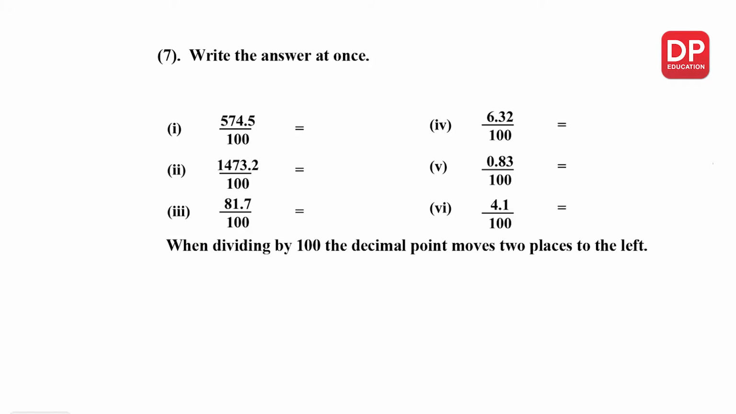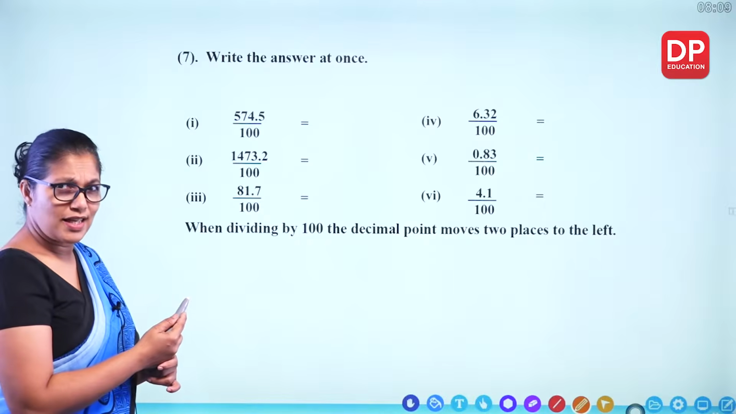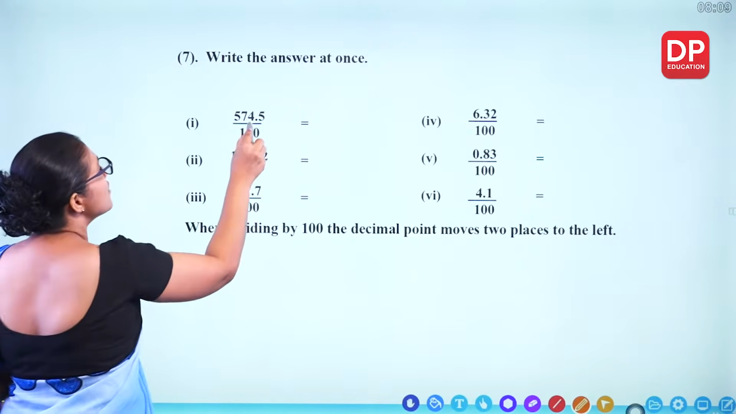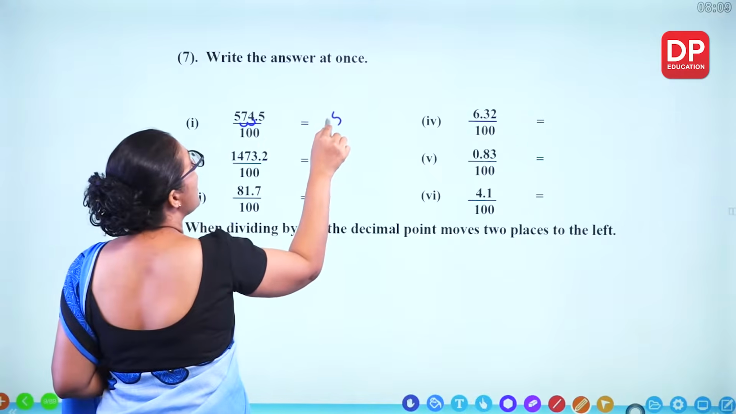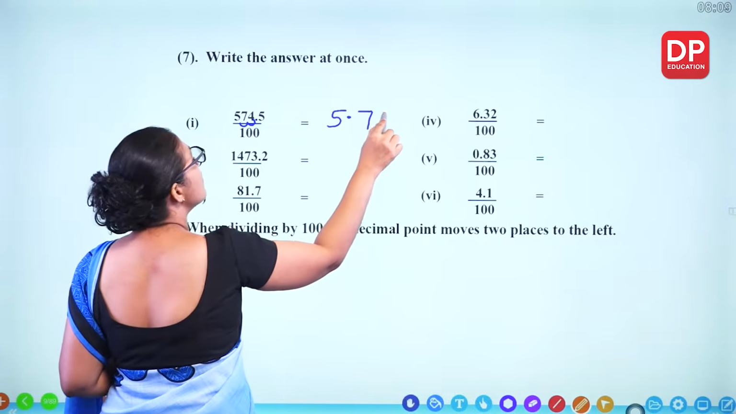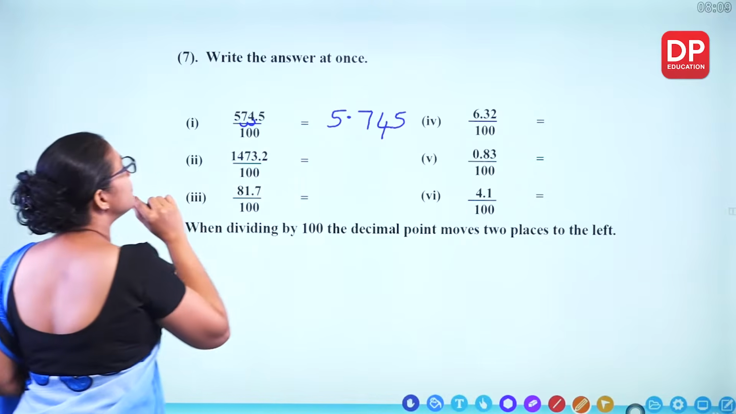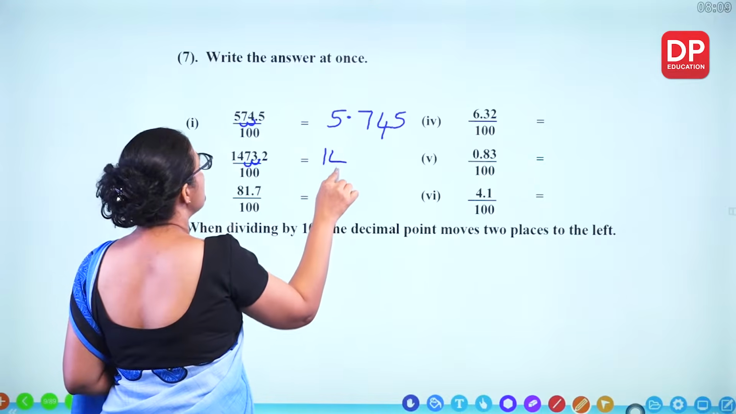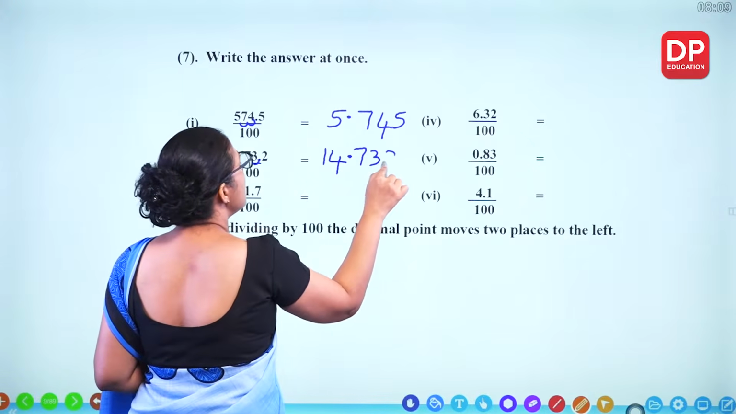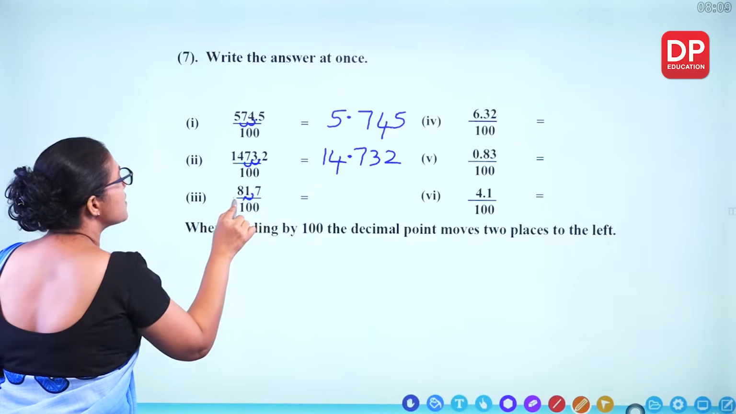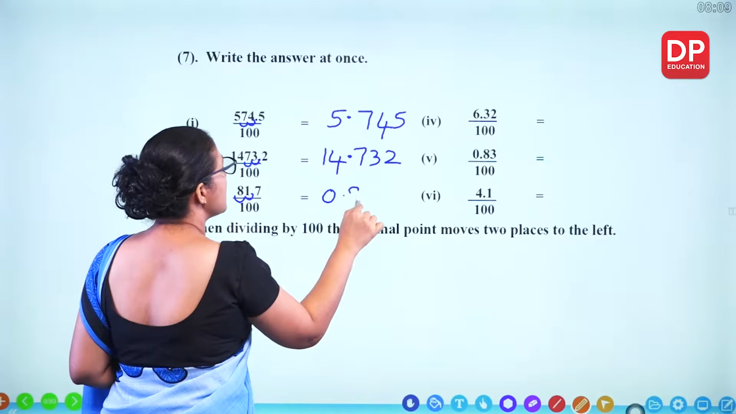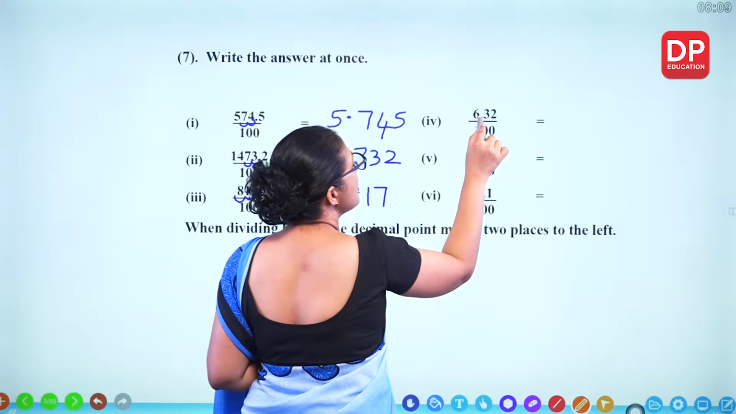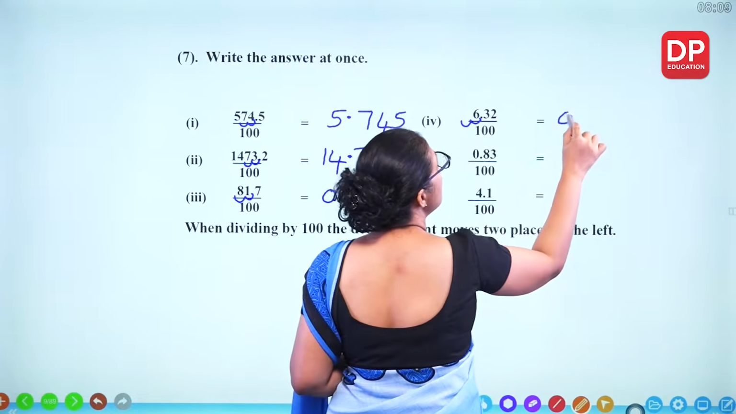Now divided by 100. So what do you think? Moves the decimal point 2 places to the left. So 1, 2. So 5.745. This one 2 places to the left. You get 14.73. 2 places to the left. 0.817. Here 2 places to the left. 1, 2. You need another 0.